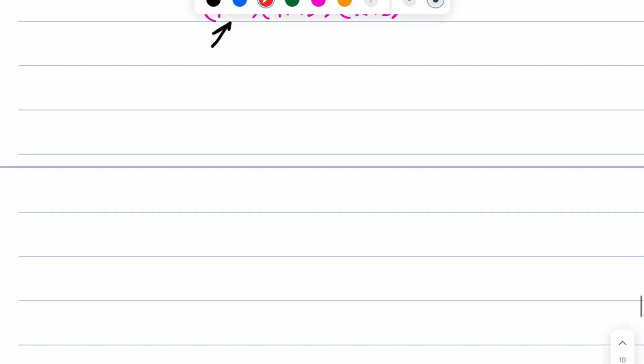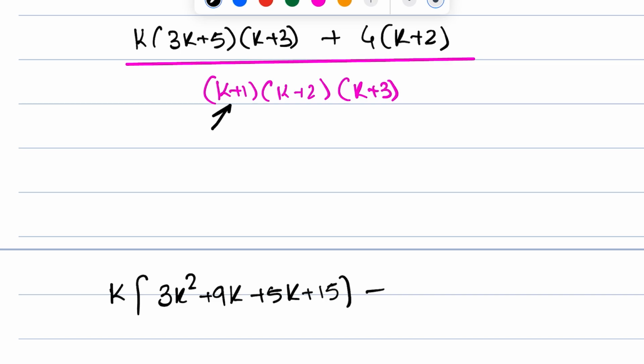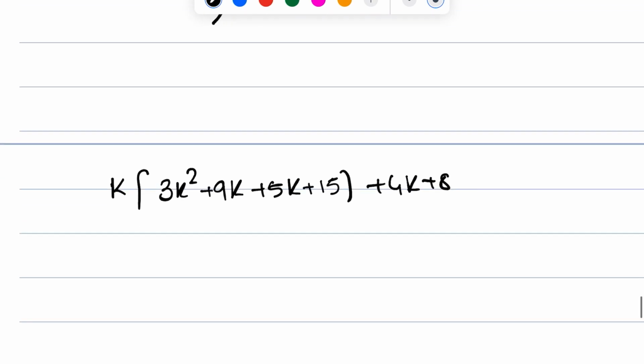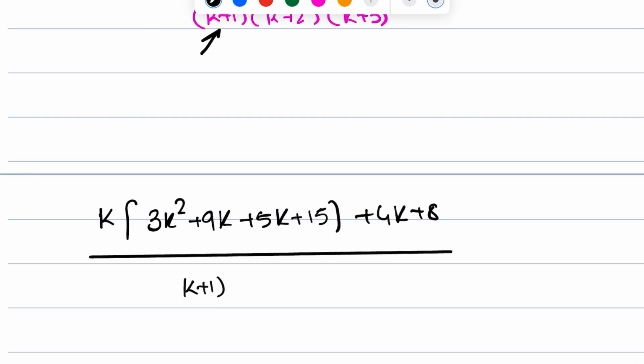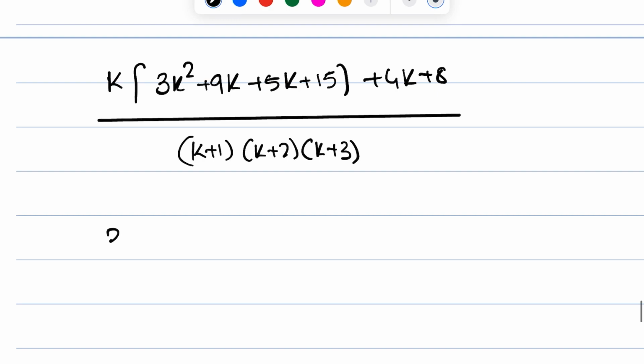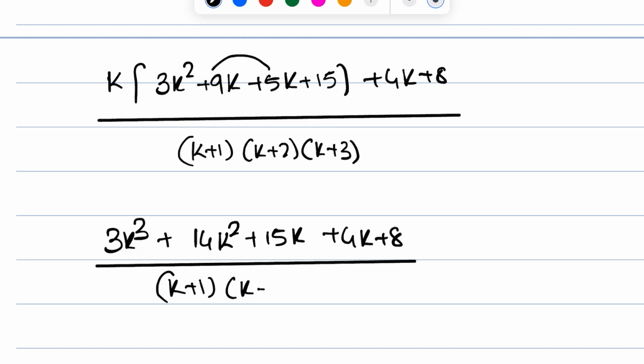Now further, expand it out. This one becomes k times 3k square plus 9k plus 5k plus 15 plus 4k plus 8 divided by k plus 1 times k plus 2 times k plus 3. So it becomes 3k cube plus 9 plus 5 is 14, 14k square plus 15k plus 4k plus 8 divided by k plus 1 times k plus 2 times k plus 3.